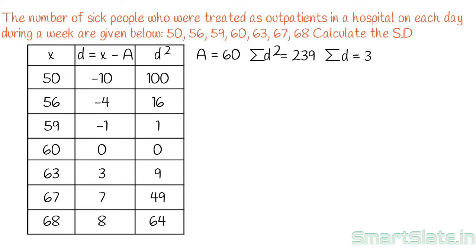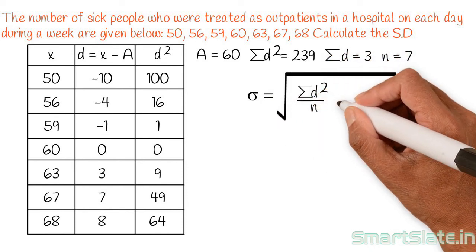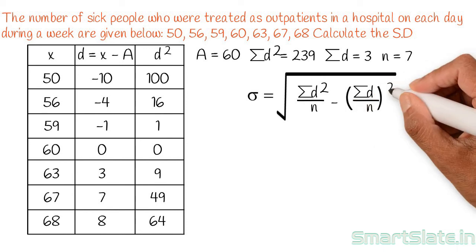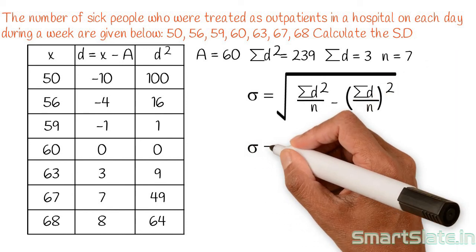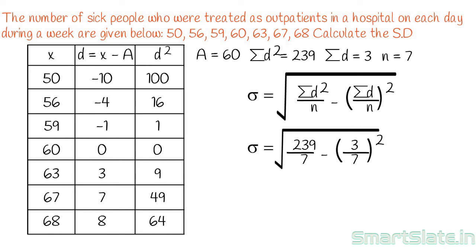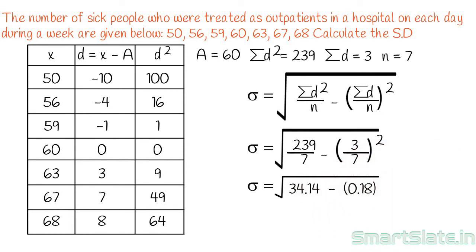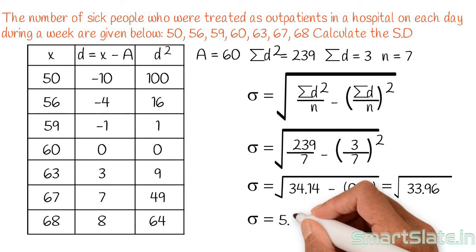The formula we are supposed to use is sigma is equal to square root of sum of d square by n minus (sum of d by n) square. Substitute the values. It is square root of 239 by 7 minus (3 by 7) square. 239 by 7 is 34.14. (3 by 7) square is 0.18. So it is square root of 34.14 minus 0.18. It is square root of 33.96. Sigma is equal to square root of 33.96, which is 5.83.